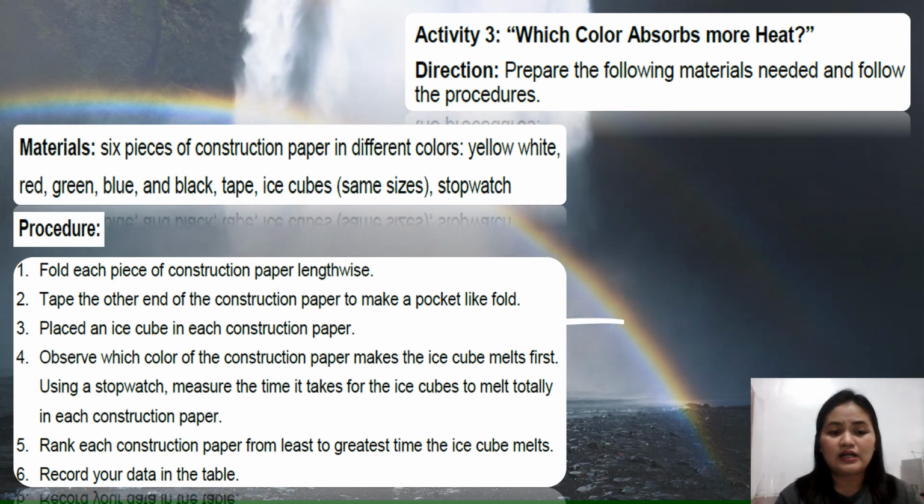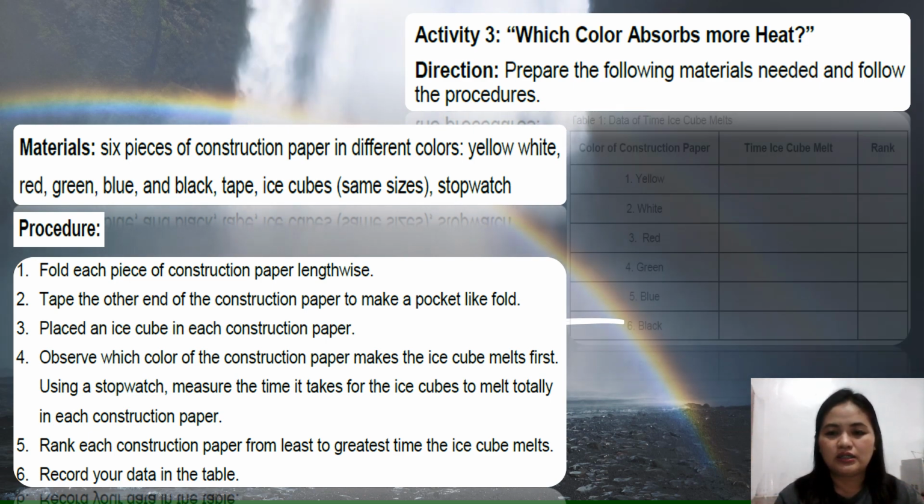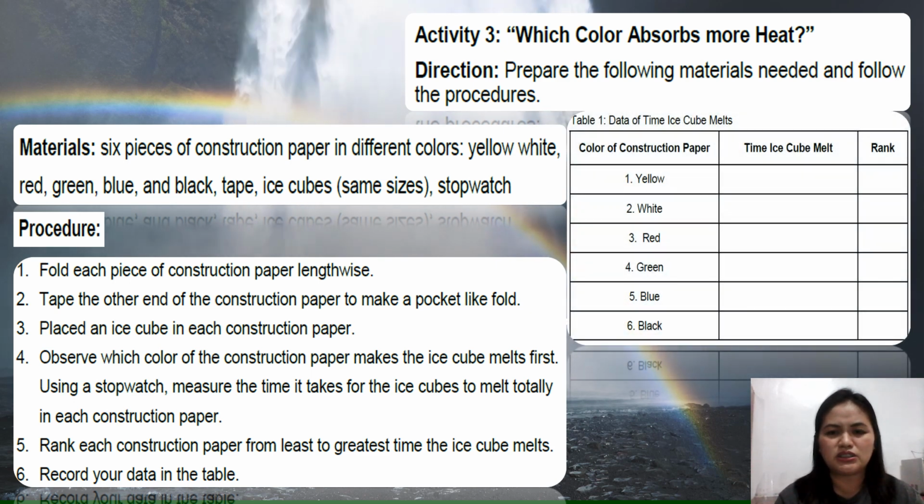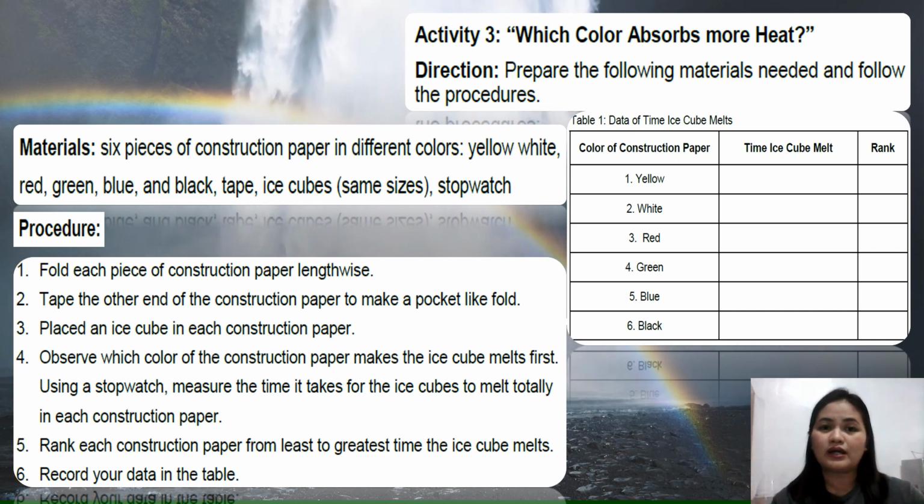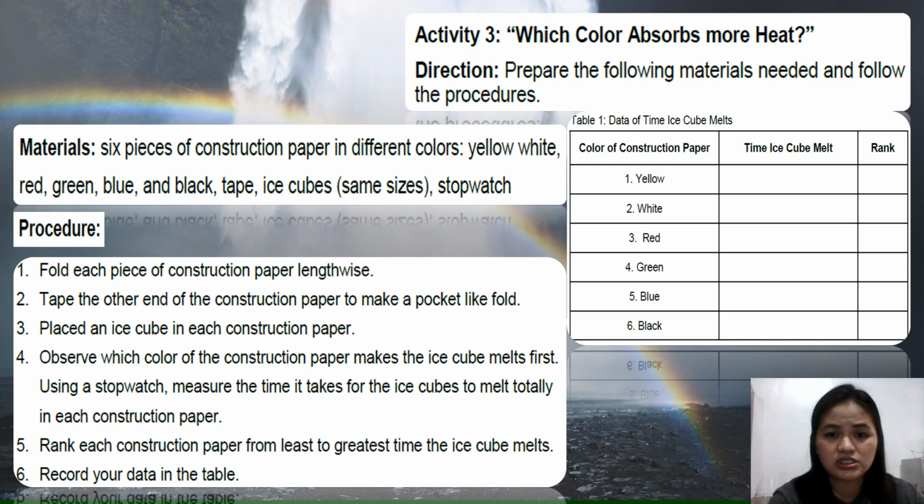I-record nyo daw. Rank each construction paper from least to greatest time the ice cube melts. Record your data in the table. Ito yung table dyan sa activity sheet ninyo, no? Kapag pinakamabilis natunaw yung ice sa isang kulay, ibig sabihin, yan yung kulay na may highest energy. Ano ba yung mga kulay dyan? Yellow, white, red, green, blue, and black.